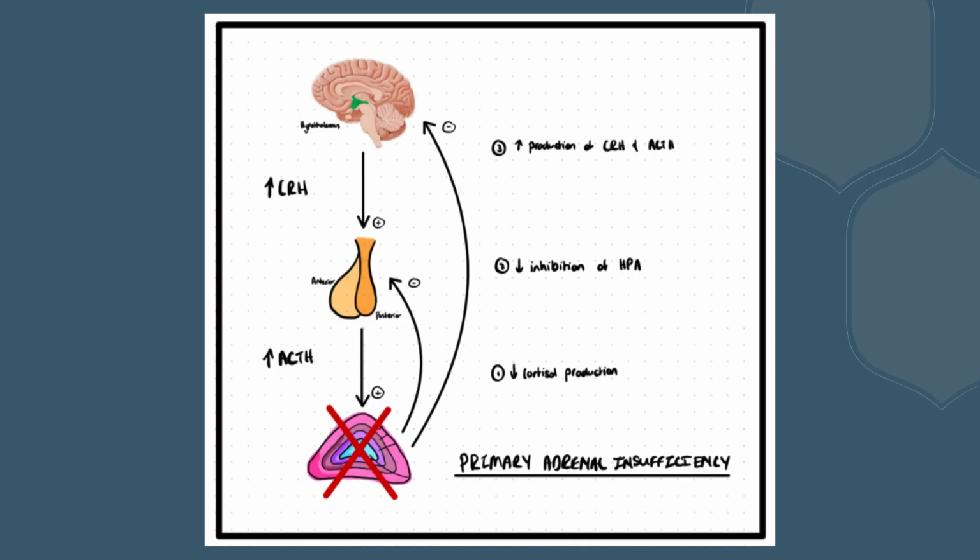So talking about primary adrenal insufficiency, the word primary implies that the adrenal itself is at fault. Secondary and tertiary thus mean that in secondary, the pituitary gland is at fault, and in tertiary, the hypothalamus is at fault. But in primary adrenal insufficiency, you can see that there's decreased cortisol production for some reason, because the adrenal itself is damaged. This causes decreased inhibition of the HPA axis, and thus increased production of CRH and ACTH. That's the kind of uncontrolled negative feedback loop that happens.